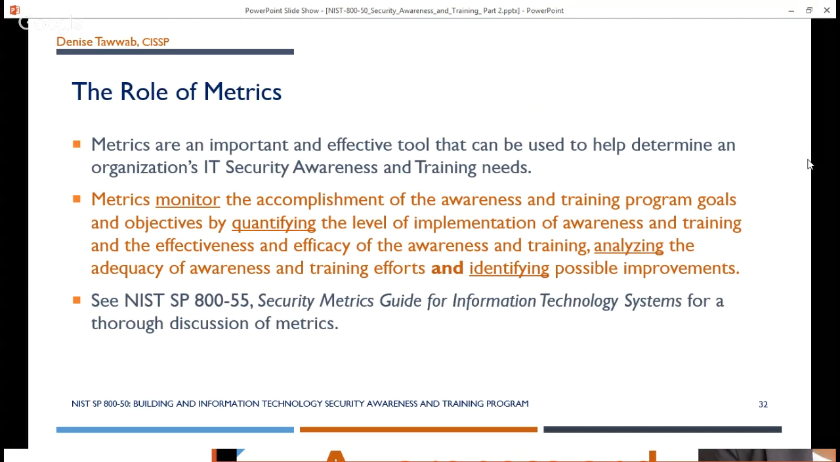You can take a look at NIST Special Publication 855, which is a publication on security metrics, because we're not going to go very deeply into metrics here, but there is a publication for that, and I will probably do a video on metrics at a later date.